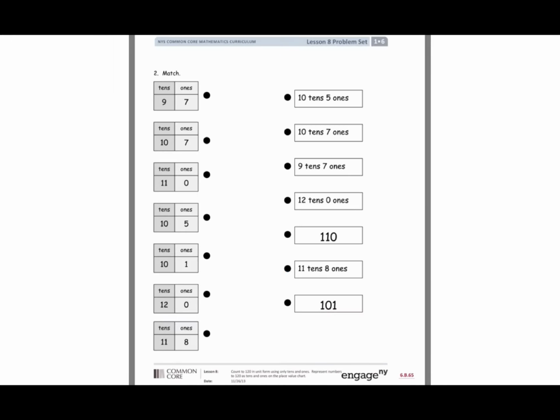Let's look at the next page. For the next page, number 2, we're going to match all the place value charts with all the numbers in the boxes. So here, for my first box, I have 9 tens, 7 ones. Which one has 9 tens, 7 ones? This one doesn't have 9 tens, 7 ones. I'm looking for 9 tens, 7 ones. Oh, here it is, 9 tens, 7 ones. So I'm going to go down here, boys and girls. 9 tens, 7 ones. Okay, let's go on to the next one.